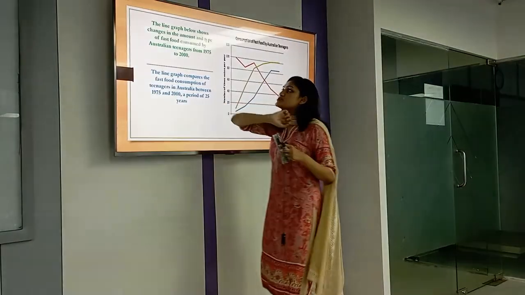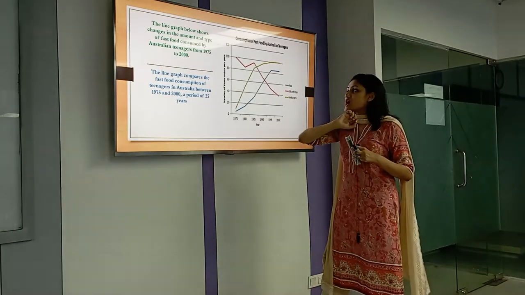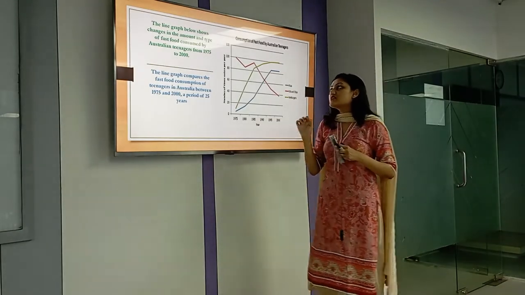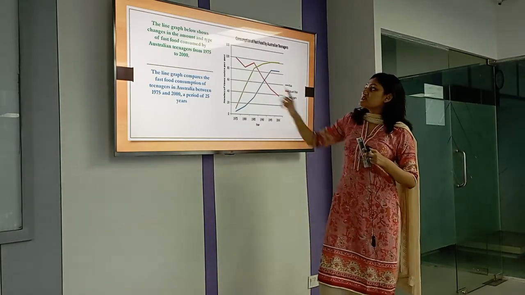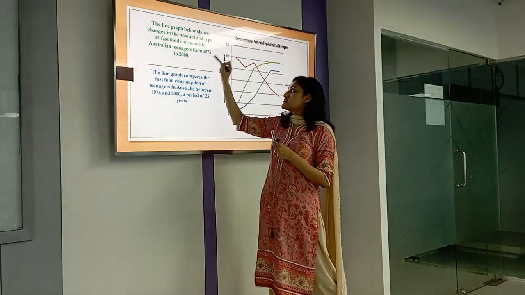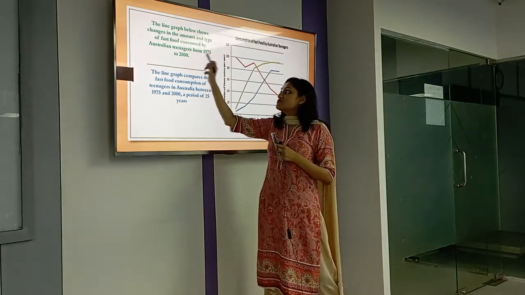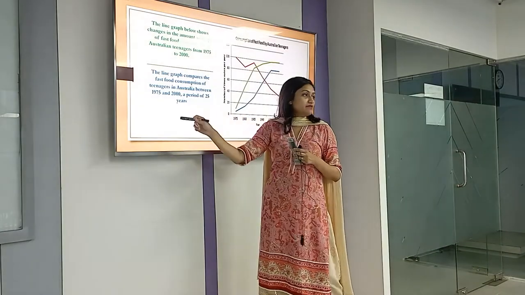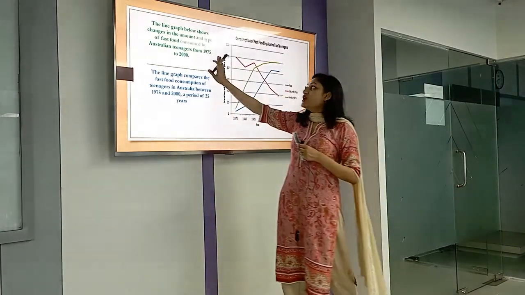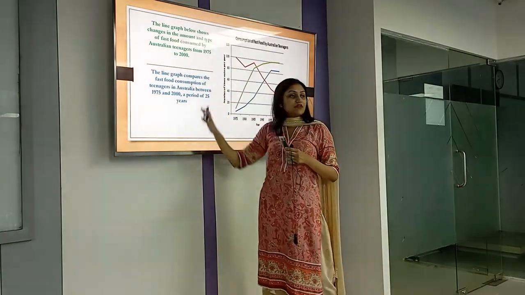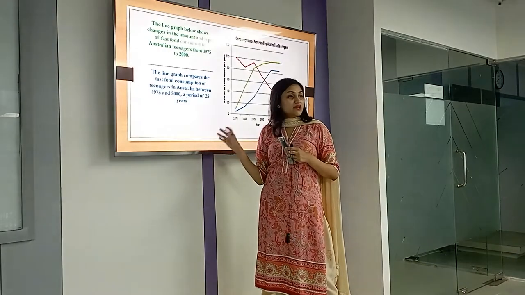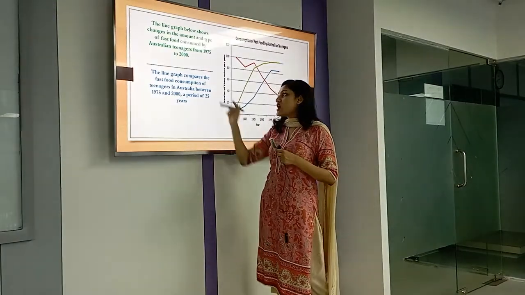The line graph below shows changes in the amount of fast food consumed by Australian teenagers from 1975 to 2000. This is important. So there is a 25-year time frame, right? You have to mention that time frame in your analysis. In the introduction, you have to mention that. So how can we do that?